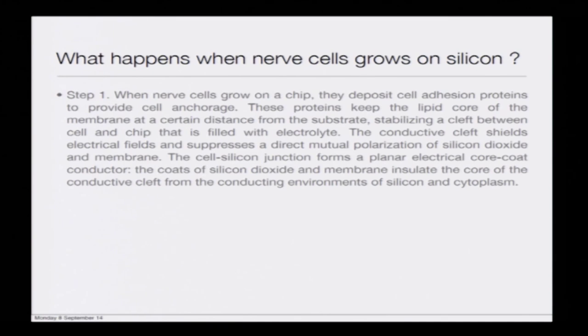Now, let us see what happens with the silicon. So, what is the process systematically? Let us go through it. Okay. When nerve cells grow on a chip, they secrete proteins, cell adhesion proteins, to provide cell anchorage. So, these cells adhere to the surface.